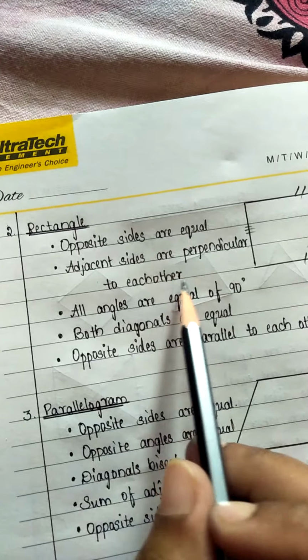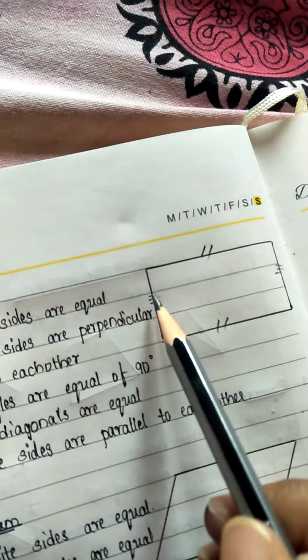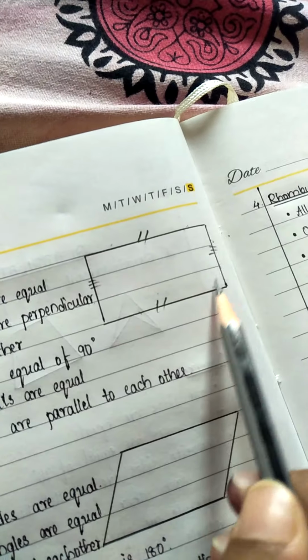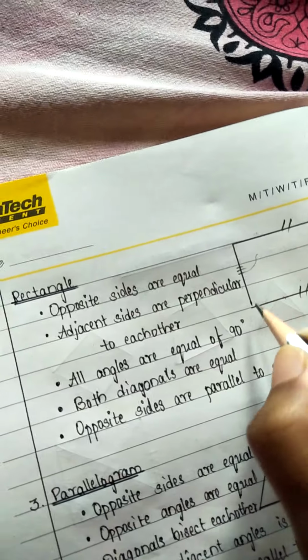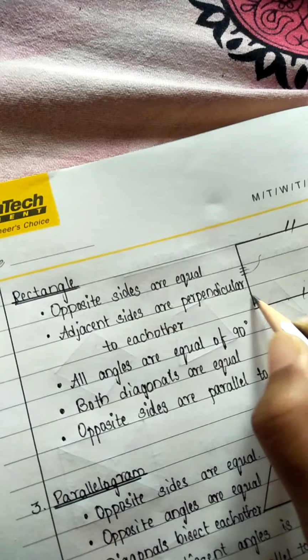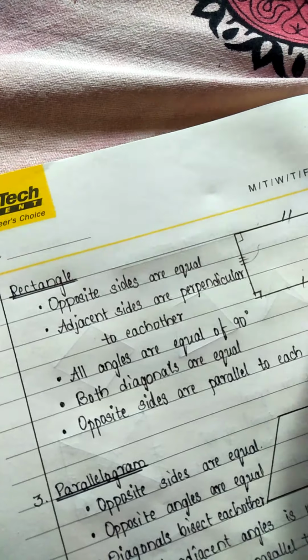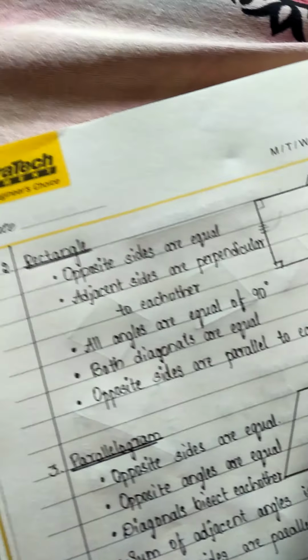Adjacent sides are perpendicular to each other. Adjacent sides means this two, this two, this two, this two. So adjacent sides are perpendicular to each other. These two sides are perpendicular, these two sides are perpendicular, these two sides are perpendicular, and last these two are also perpendicular.